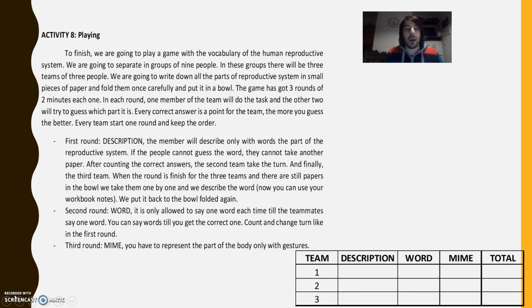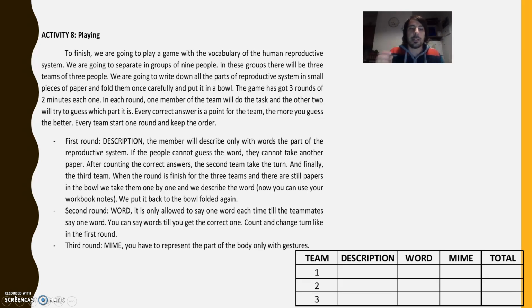And we are in activity 8. In activity 8, we are going to play a game. We are going to make groups of 3 people, and three groups are going to play against each other. We are going to put all the papers with the names of the parts of both reproductive systems, and we're going to make 3 rounds.